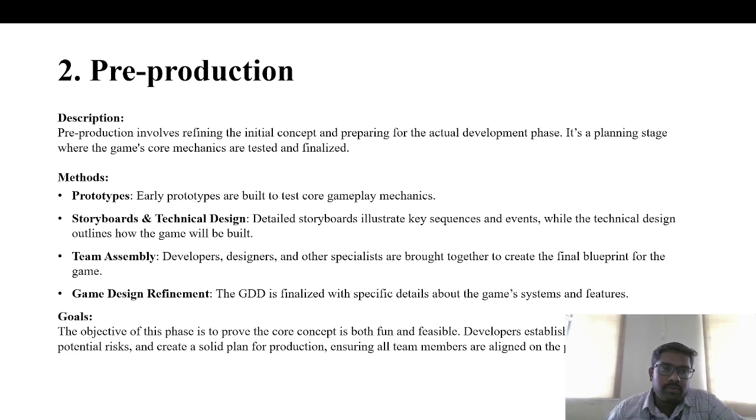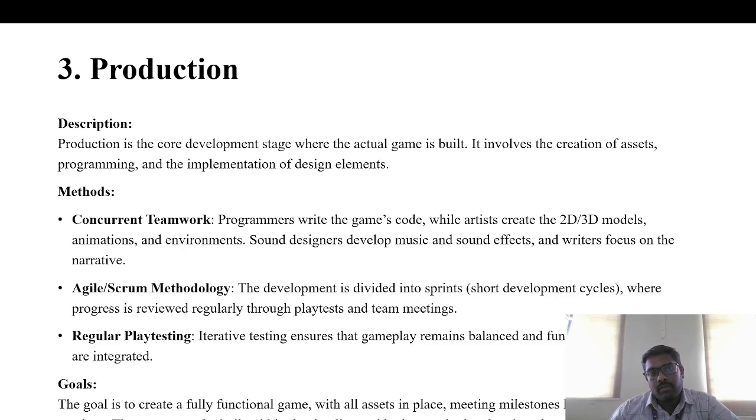And second one, the pre-production. Once the game idea has been developed, and planning and conceptualization has been done, then we have to start the process of pre-production. That is nothing but refining the initial concepts and preparing for the actual development phase. So this is the planning stage where the game's core mechanics are tested and finalized. So here the methods are prototypes, storyboards and technical design, team assembly, and game design refinements. These are the 4 basic methods usually used here in order to test our pre-production. So once the planning has been done, we have to move into the pre-production stage.